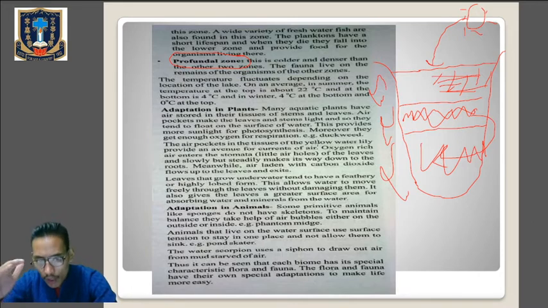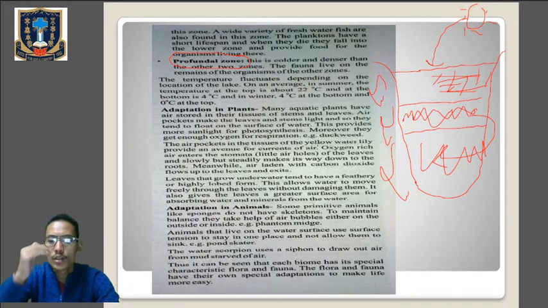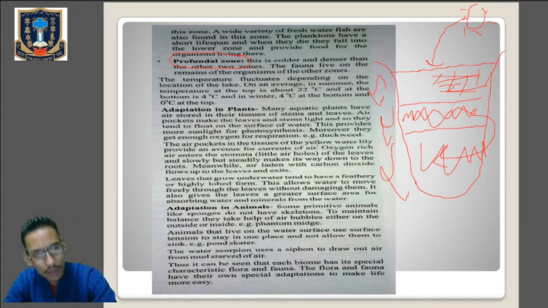And leaves that grow underwater tend to have a feathery or highly lobed form. This allows the water to move freely through the leaves without damaging them. It also gives the leaves a greater surface area for absorbing water and minerals from the water.